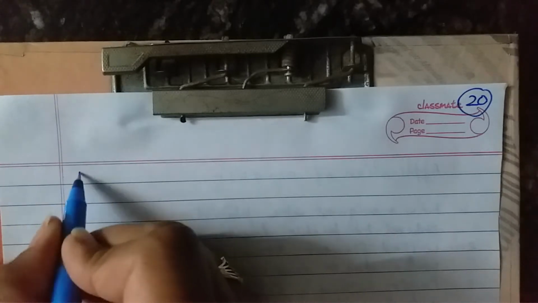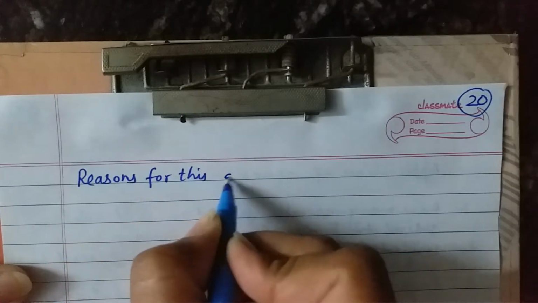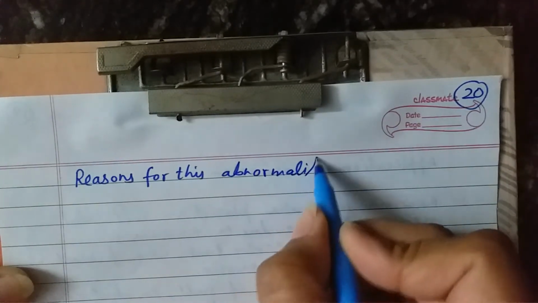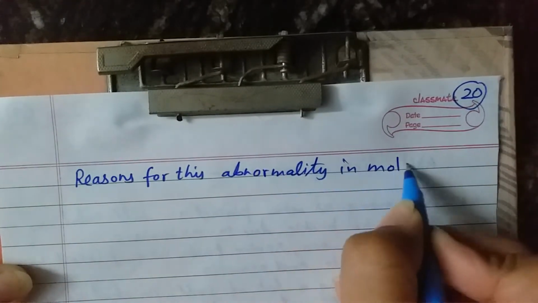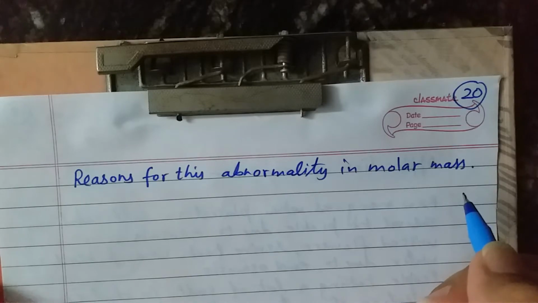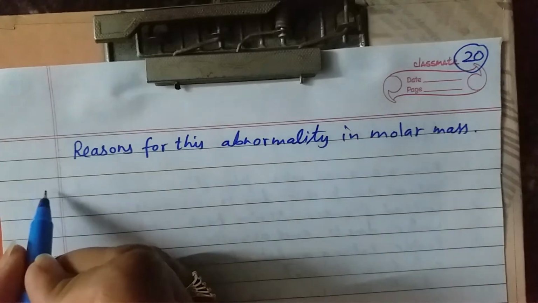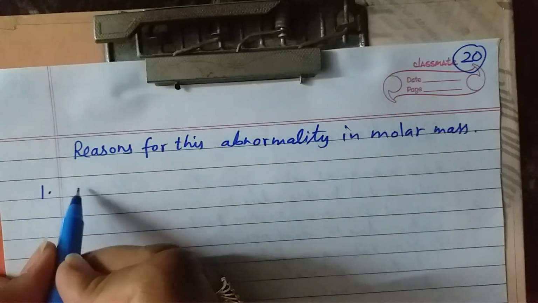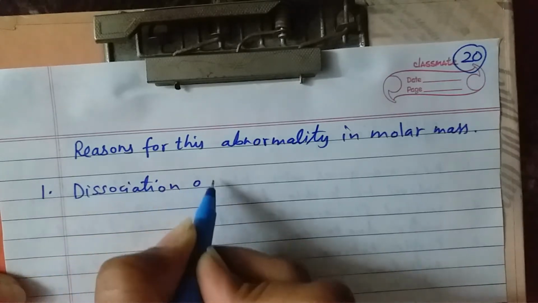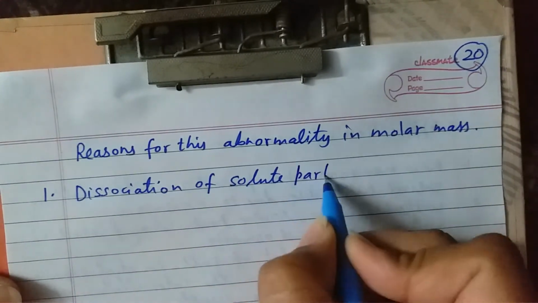Now we are going to look at the reasons for this abnormal behavior, the reasons for this abnormality in the molar mass. Why is the molar mass coming out to be either higher or lower than the expected value? There are two reasons behind it, and we'll look at them one by one. The first reason behind this abnormality is the dissociation of the solute, the dissociation of the solute particles in the solution.